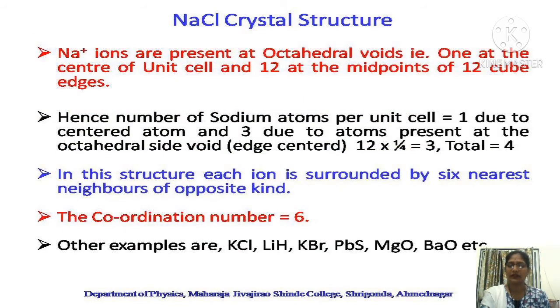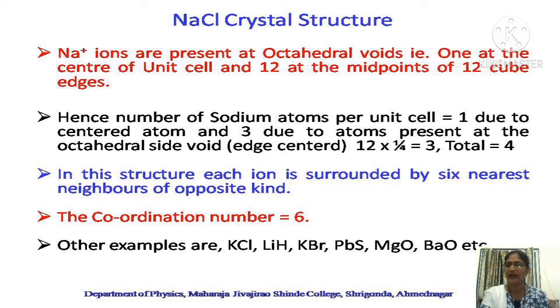Now let's see the number of Na plus ions. Na plus ions are present at the octahedral voids. We know that in face-centered cubic lattices, there are two types of voids, octahedral voids and tetrahedral voids. The octahedral voids are present one at the center of the unit cell and 12 at the midpoints of the 12 cube edges.